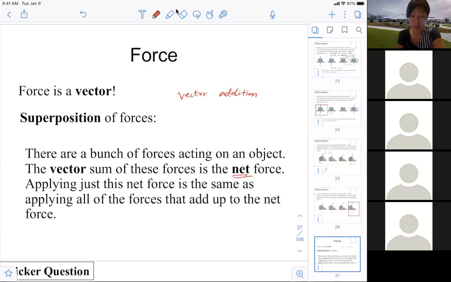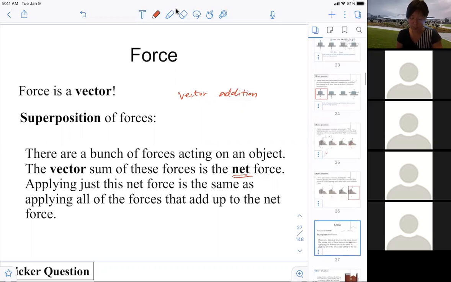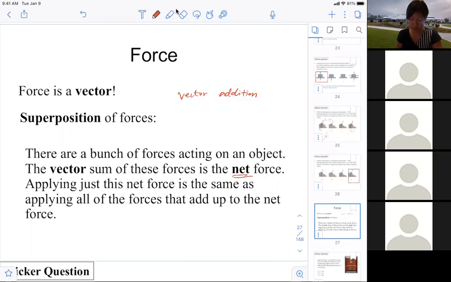Some of you may have done the 1510 lab, the vector addition, if you did the Thursday or Friday lab. If not, you might do it this week. In the lab, we set up different weights, right? You have a weight hanging this way, another weight hanging that way, and a third one hanging the opposite way, so they balance out. Applying this one net force is the same effect as applying all the other little forces together.